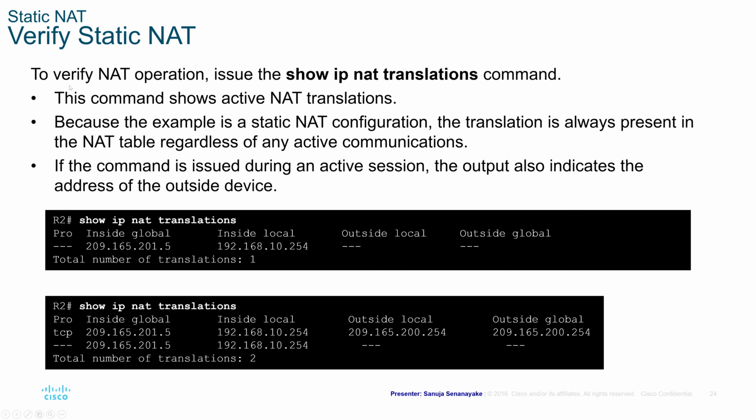How do you verify static NAT? To verify the NAT operation, you can issue the command show ip nat translations. This command shows the active NAT translations. Because the example is a static NAT configuration, the translation is always present in the NAT table regardless of any active communication, so you don't need to have traffic pass through to generate this data. If the command is used during an active session, the output also indicates the address of the outside device. In this case, it is a static NAT, and you can see that being mapped right here with the show ip nat translations command.